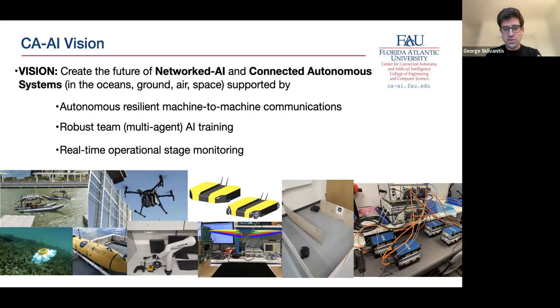The first thing is connectivity. How do you connect machines to other machines, or maybe machines to humans? The second thing is how do you train these artificial intelligence systems? In the bottom, you see a collection of a range of autonomous systems that we have at the center, from underwater robotics, sea surface unmanned vehicles, aerial drones, ground robots, and others. And you also see some of the wireless platforms, programmable radios that we use for communications between these devices.